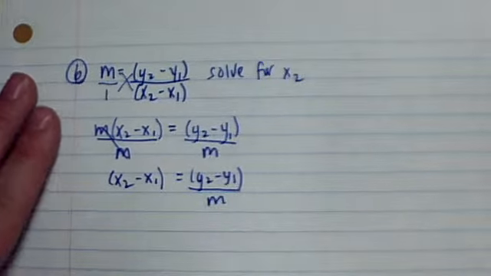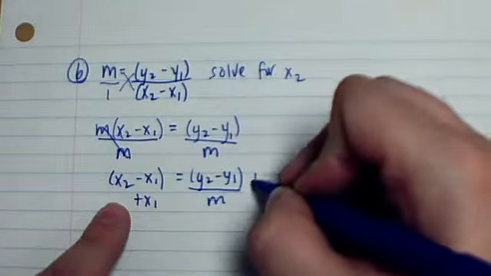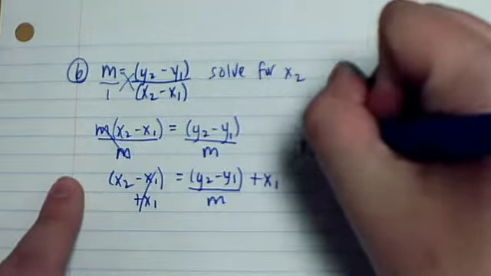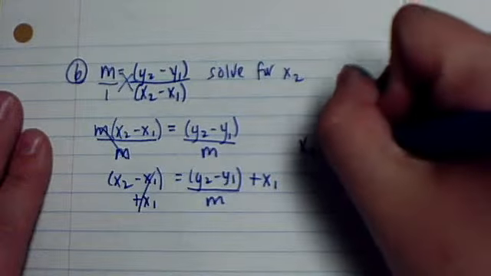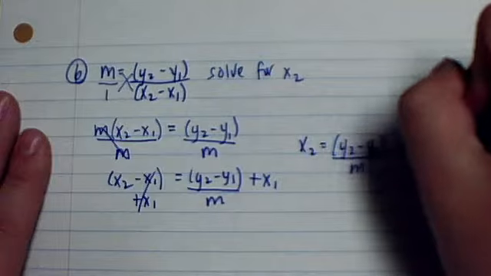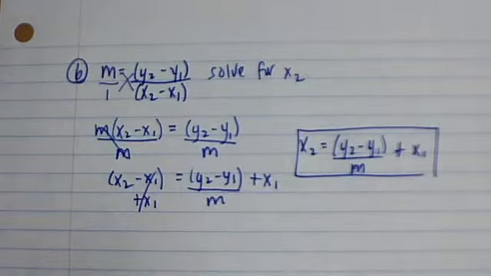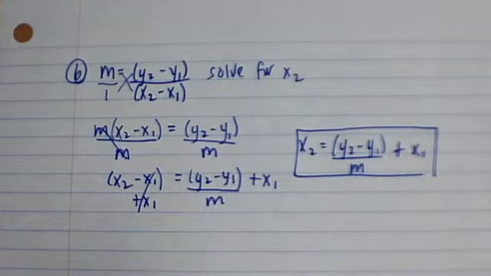Alright, and then from here, I want to get x2 by itself, so I'm just going to add x1 to both sides. So my final answer is x2 equals (y2 minus y1) divided by m, plus x1. Okay, so that was one problem that people seem to have issues with.